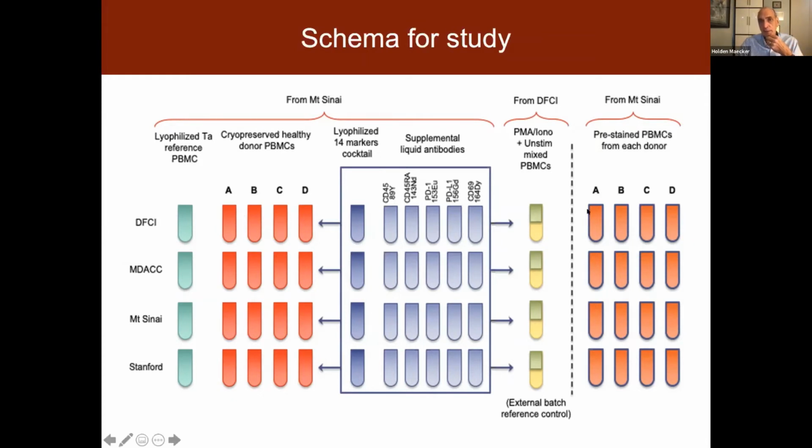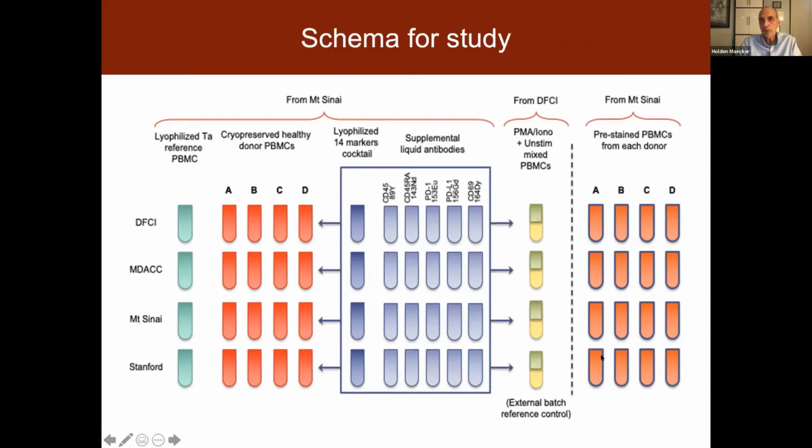And they also have the advantage of having stimulated cells mixed into them, so they'll work better in terms of showing the staining of some of the activation markers in the panel. But they were a separate sample. They were not spiked in to the PBMCs of the healthy donors.